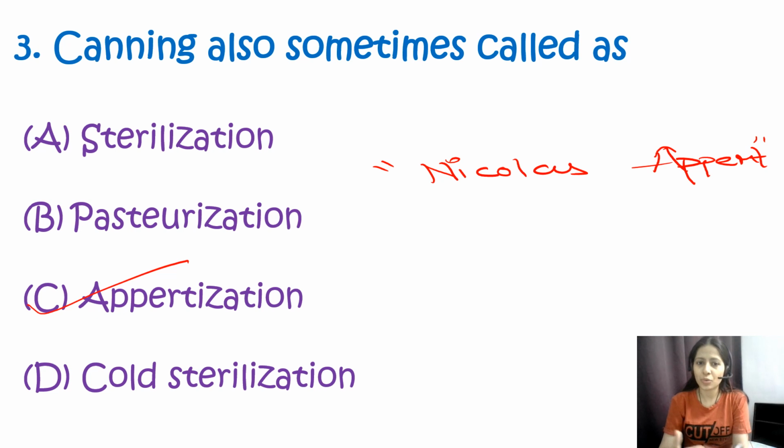Nicolas Appert developed the process of sealing the food in a glass jar and heating it to kill the bacteria which are present in it. Thus, it will preserve the food and help to increase its shelf life. So over here my correct option is C, that is appertization.